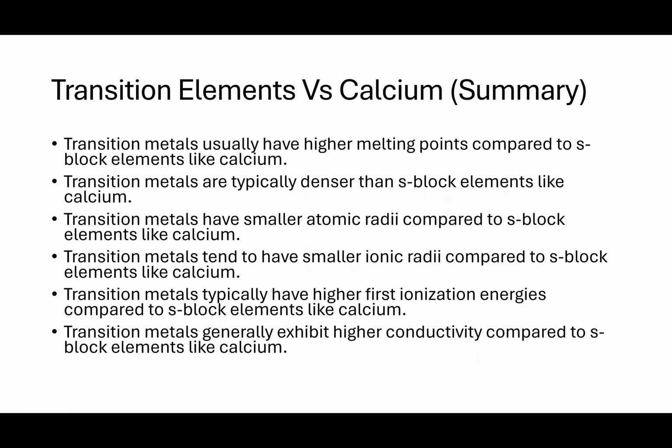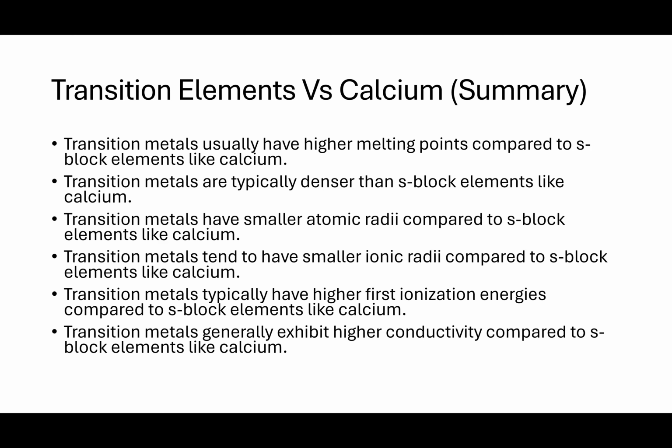Transition elements versus calcium. This is a summary, generally, of everything. Transition metals usually have a higher melting point compared to S-block elements such as calcium. Transition elements are typically denser than S-block elements like calcium. Transition metals have smaller atomic radii as well as smaller ionic radii compared to an S-block element like calcium.